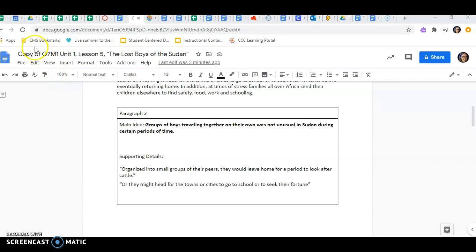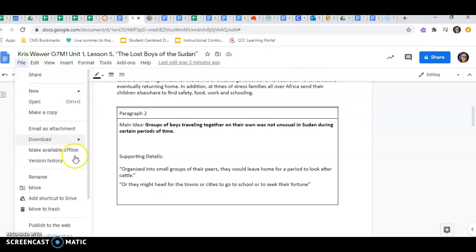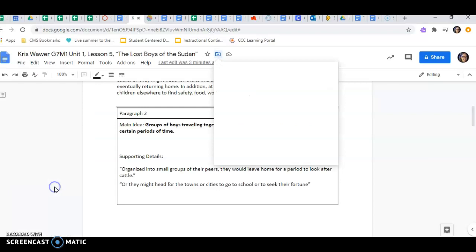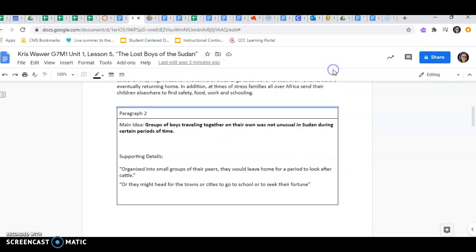So now let's make sure that you're organized and ready. Write your name at the top of your document. You can go ahead and move this into your folder. Again, my drive doesn't have that folder anymore, but you will find your folder that says Lost Boys of Sudan, or I'm sorry, Long Walk to Water folder. And then you'll click Move here.